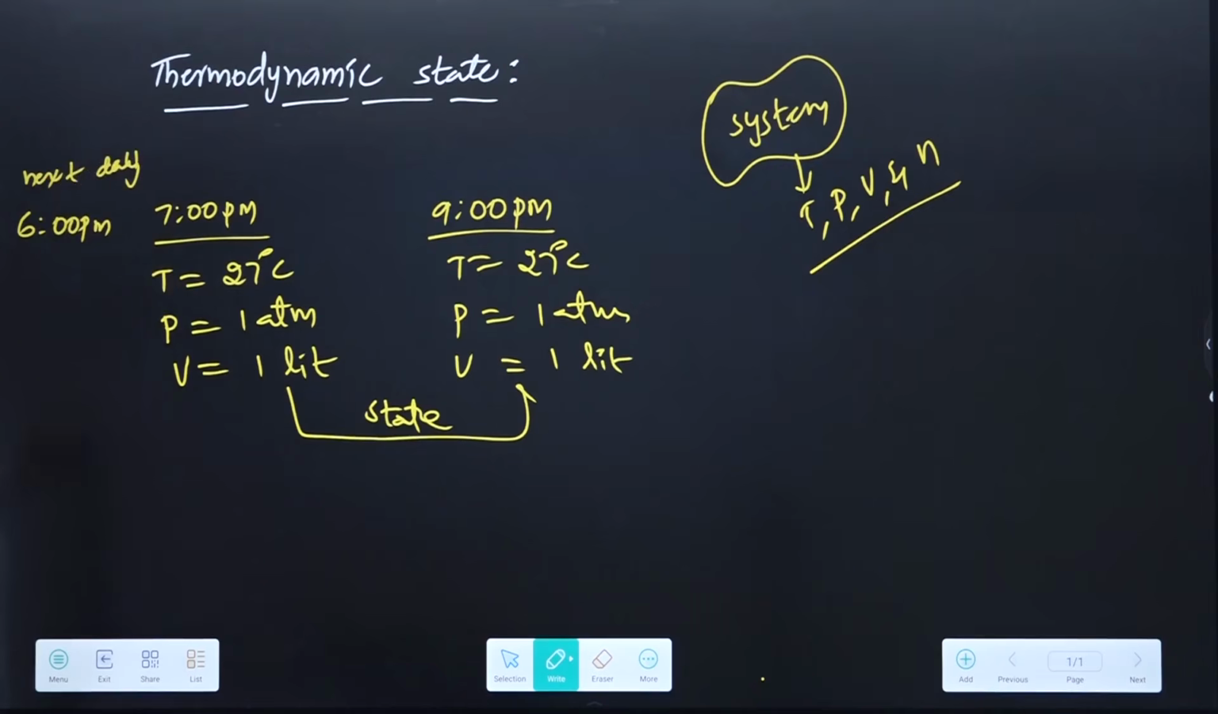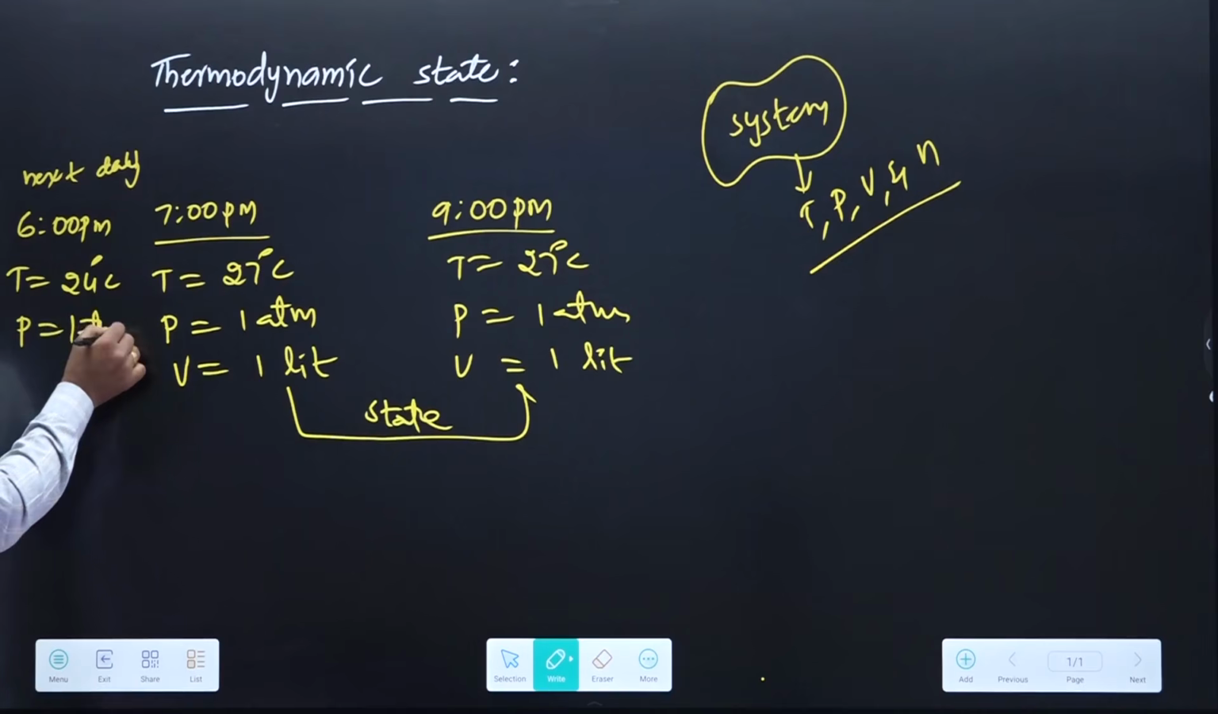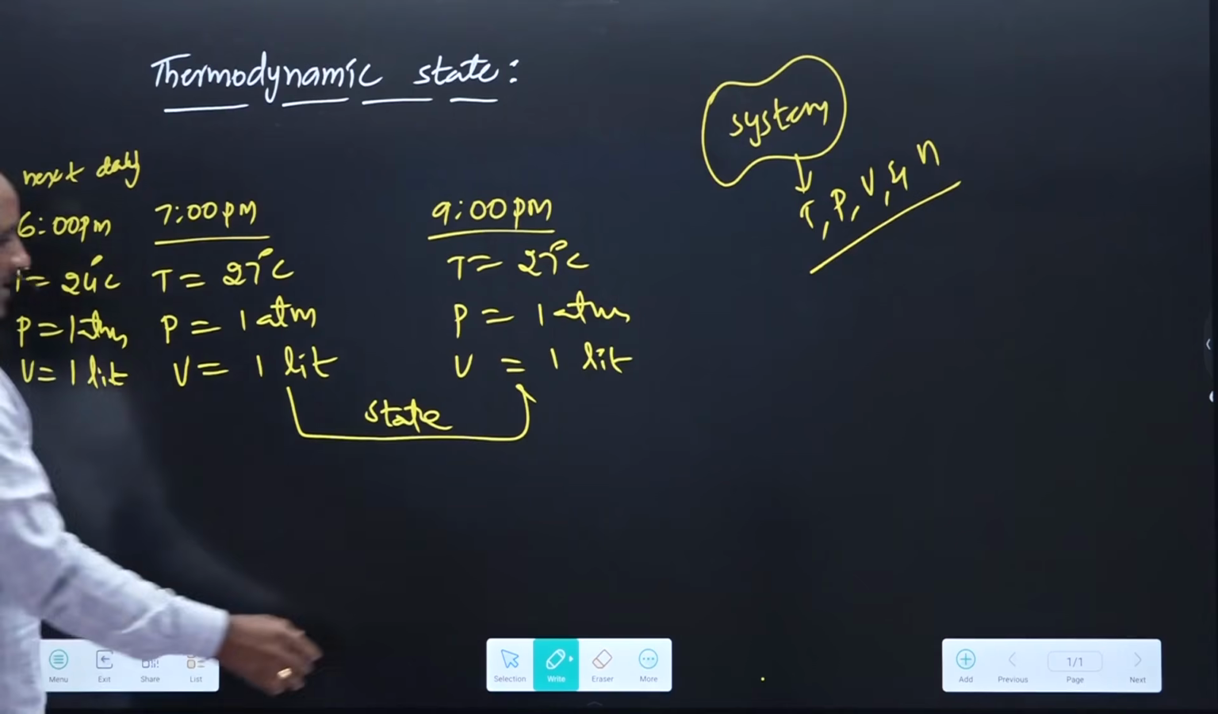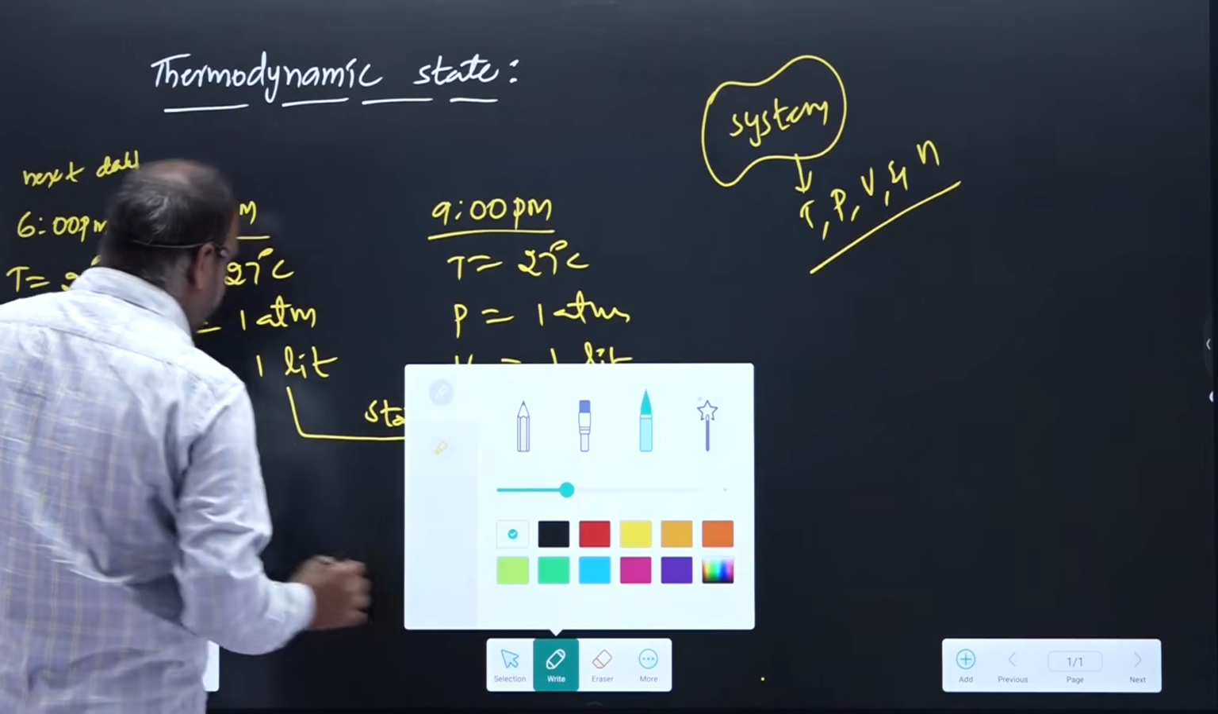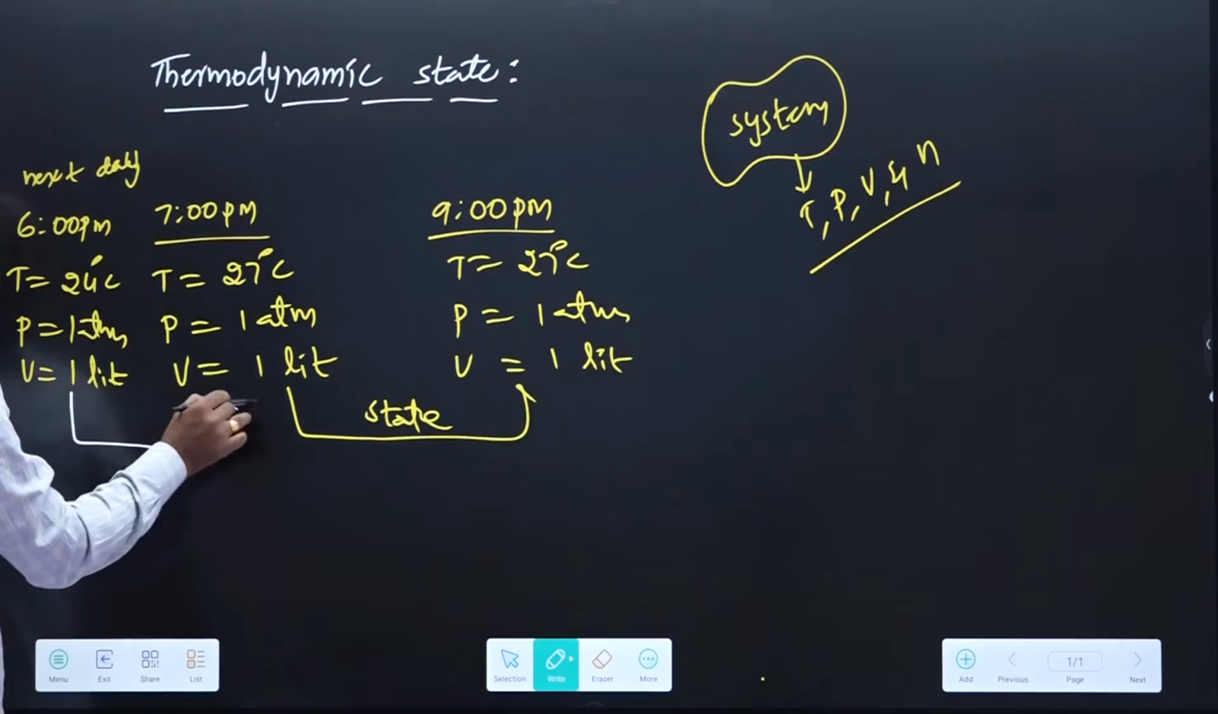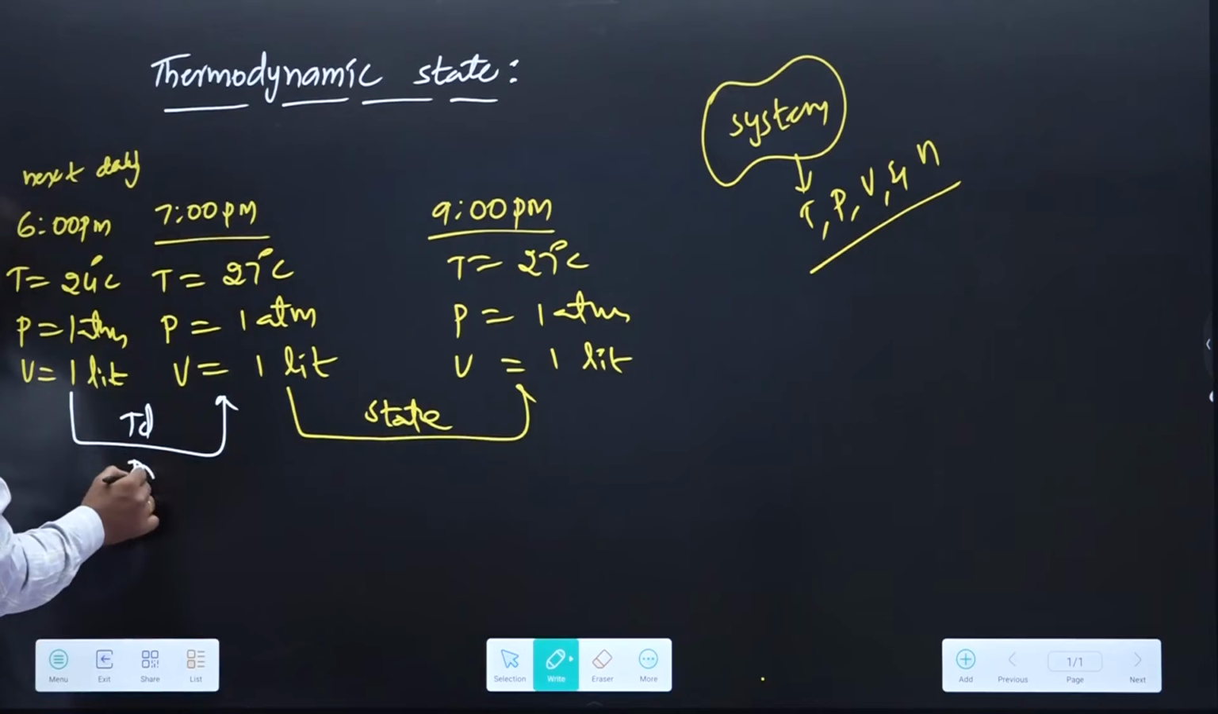So temperature will be changed, right? Suddenly rain will be there means room temperature will change, right? So therefore the temperature will decrease a little bit, that is 24 degrees centigrade. The pressure will be 1 atmosphere, right? So then volume also will be same, 1 liter. Is there change in one property? Right. So whenever the property changes with respect to time, this is known as what?